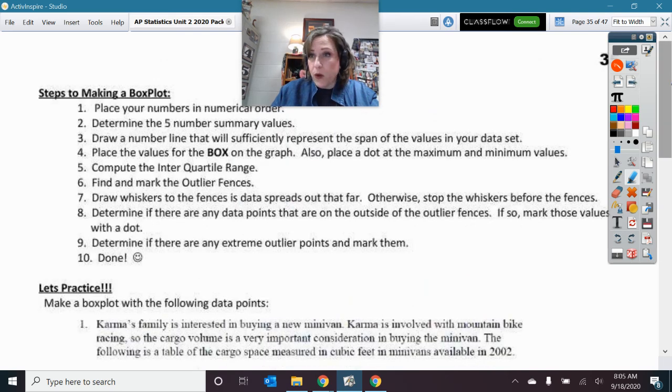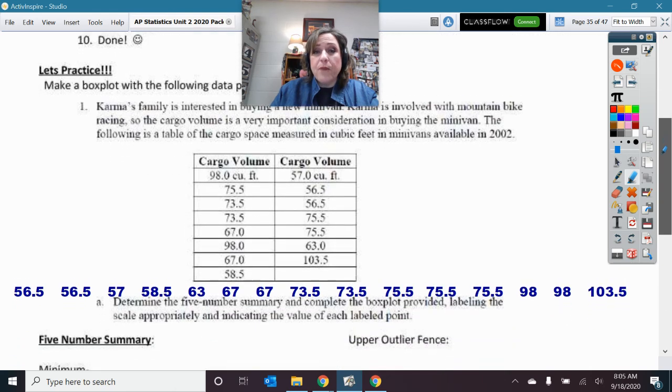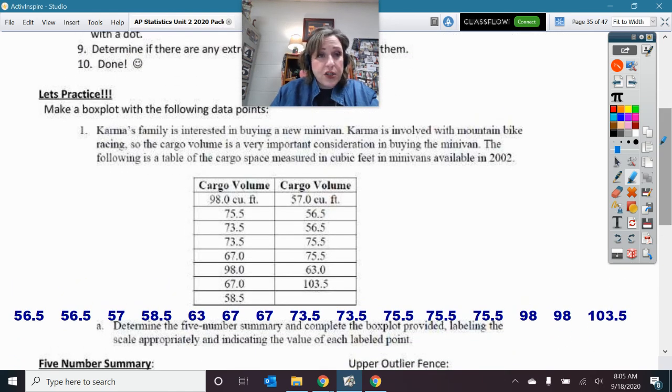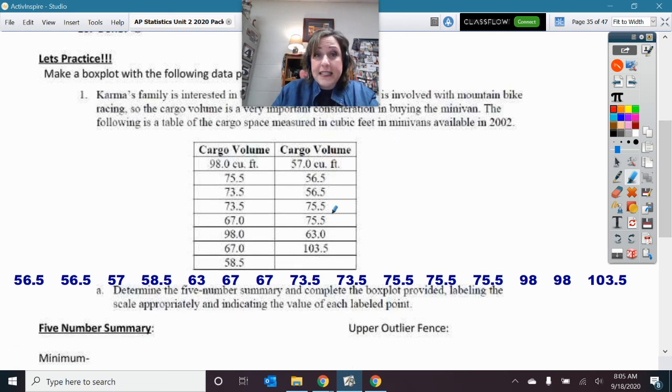So let's go ahead and make one. Here we have a family interested in buying a new minivan. Karma is involved in mountain bike racing, so the cargo volume is very important when she's considering which minivan to buy. So here we have the following table. This is actually 15 pieces of data, not 2 different sets of data. Our first step is we want to make sure we put our data in order from least to greatest. I've already done that here for you. I have two 56.5s, a 57, 58.5, and so on.